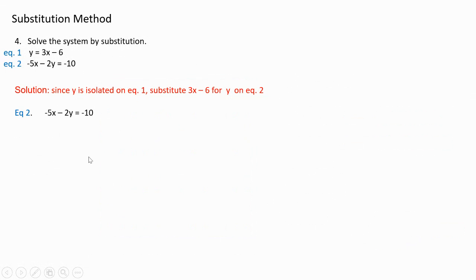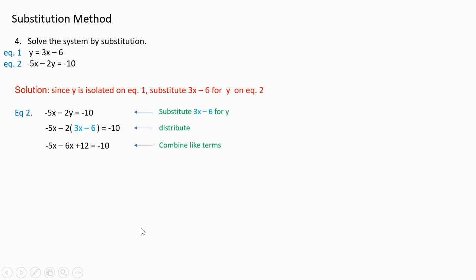Okay? So there's equation 2. And I'm going to substitute 3x minus 6 for y. I'm going to plug it in right here, right? This is my y here. And then I'm going to distribute. So we get negative 5x, right? Because negative 2 times 3 will give us negative 6, and negative 2 times negative 6 will give us positive 12.